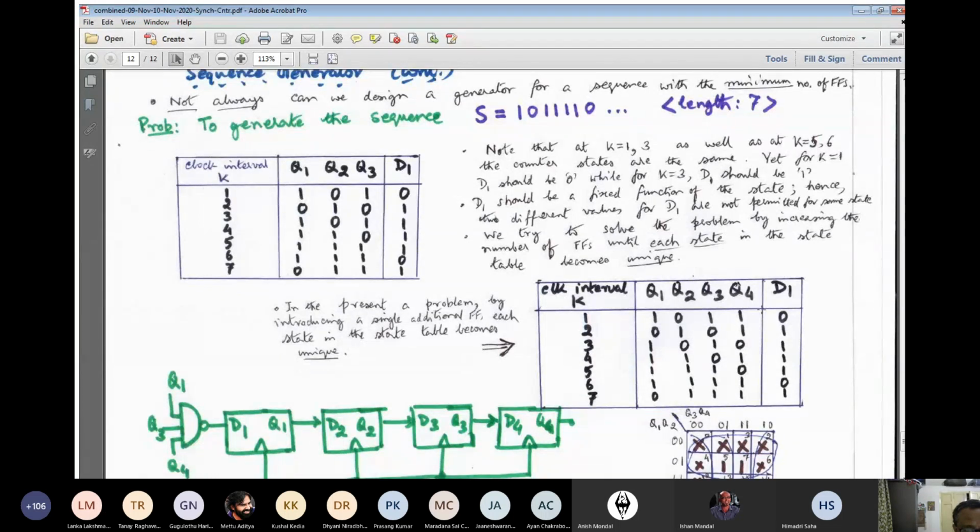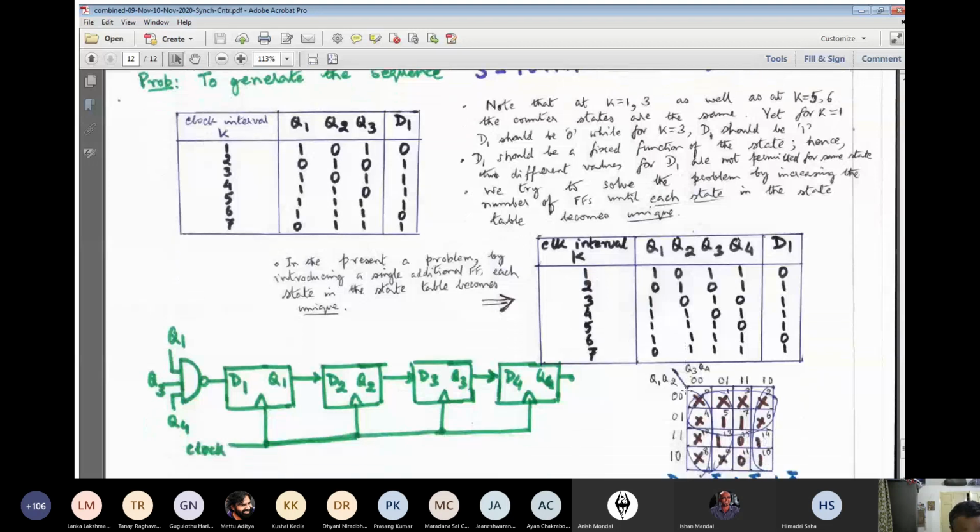That means we rewrite this: fill the first column, the second column, the third column, and the fourth column. Now you find that of the 2 to the power 4, 16 possible states, you are only using 7 of them. That means 9 states are unused. And in the state sequence table, you see that all of them are unique. It is not recurring: 1011 only once, 0101 only once, 1010 only once, 1101 only once, 1110 only once, 0111 only once. So these are not recurring. That means we now succeed. We can design the circuit.